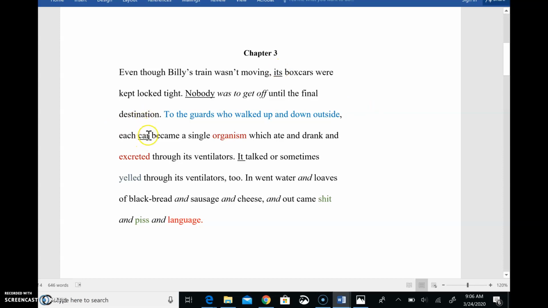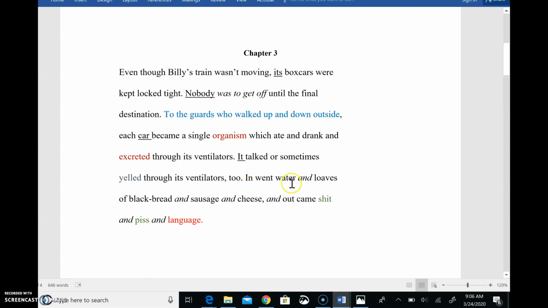So I'm underlining this, which is both the character, right? The car becomes an organism that does these things. It is the car. It talked, or sometimes yelled, through its ventilators too. What is this called, where you take an inanimate object and give it lifelike qualities? Very good, Steve. Personification. All right.